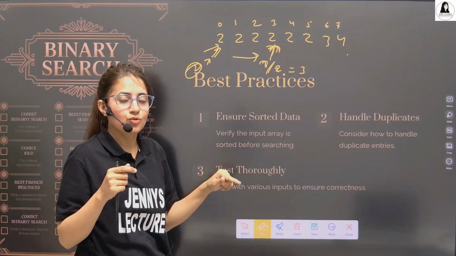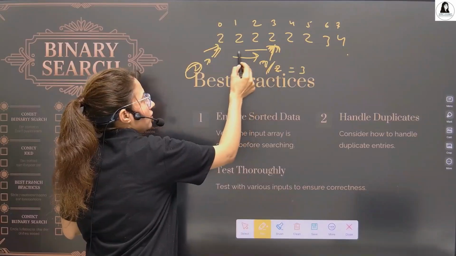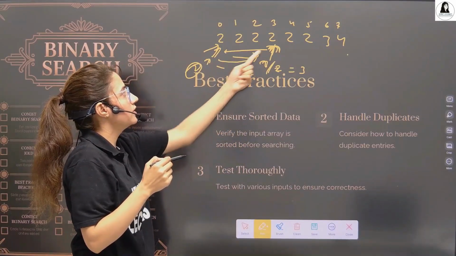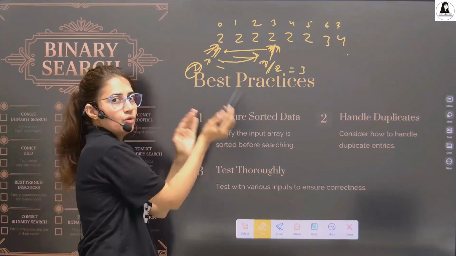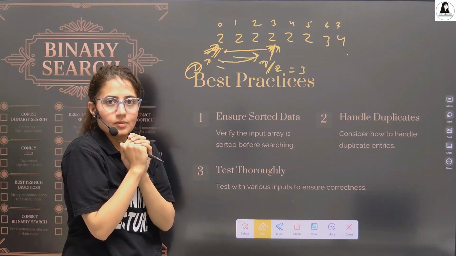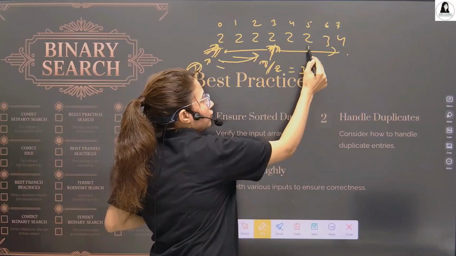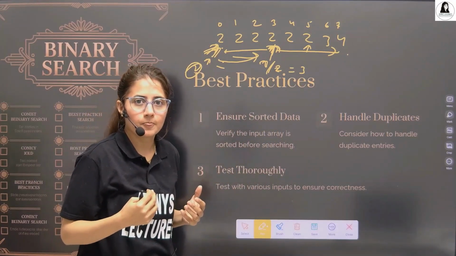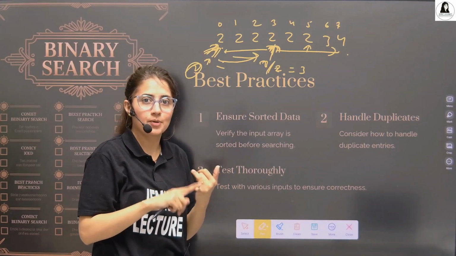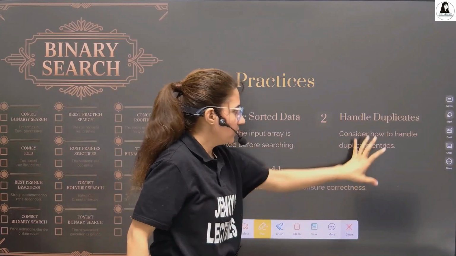But if duplicate data is there, then we have to follow another approach. You have to handle this carefully. In this case, you can go for lower bound. Where is the first occurrence of this 2? If you go for lower bound, you will get the first occurrence of 2 at the 0th index. Or if you want to find the last occurrence, go for upper bound. Here you will get the last occurrence. I'll show you in the next lecture how to implement lower bound and upper bound in binary search. Don't worry.